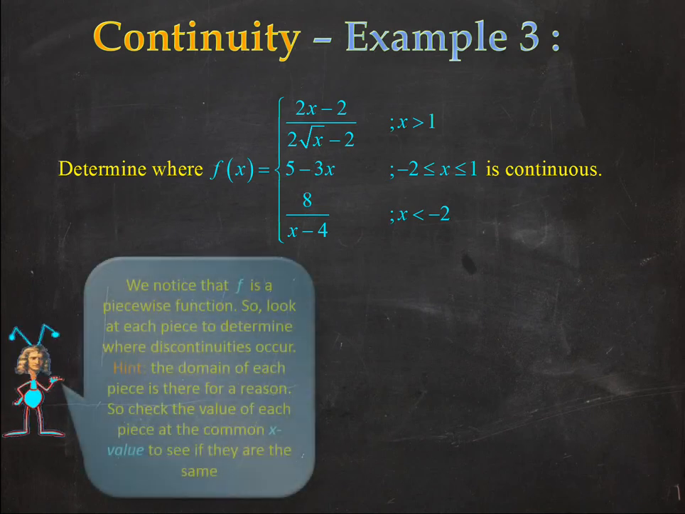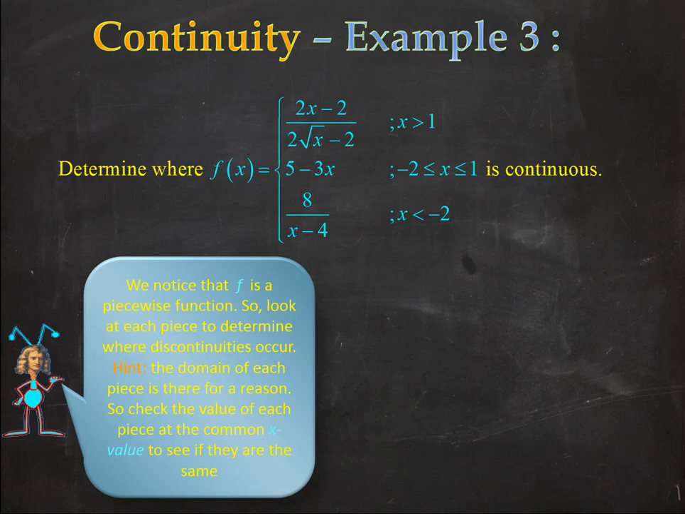So the first piece, which is going to be 2x minus 2 divided by 2 times the square root of x minus 2. When we look at this piece, we will recognize that within its domain, this piece is always continuous. The point of concern would be when x equals 1, because I would have the indeterminate 0 over 0. But my domain states that x is always greater than 1. So I have no discontinuities to worry about within its domain.